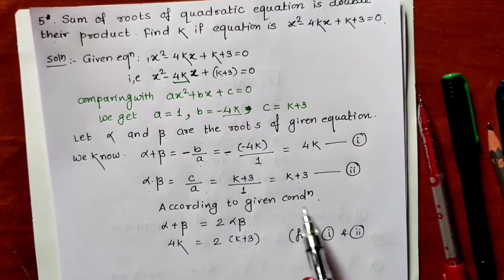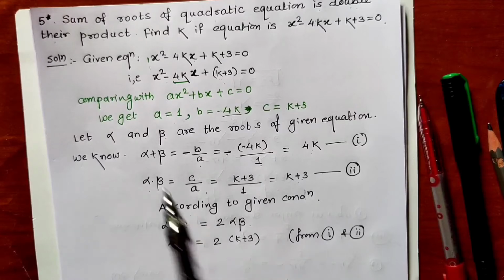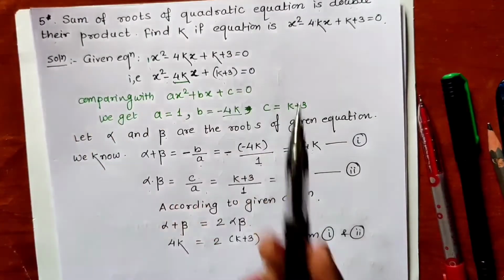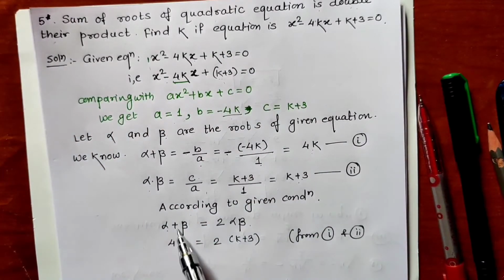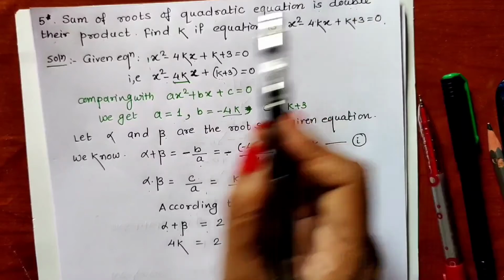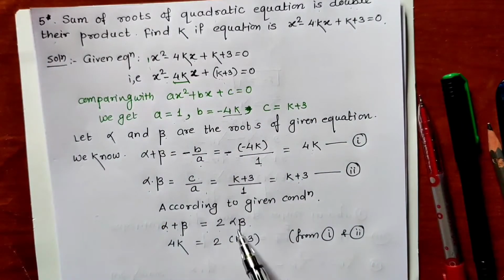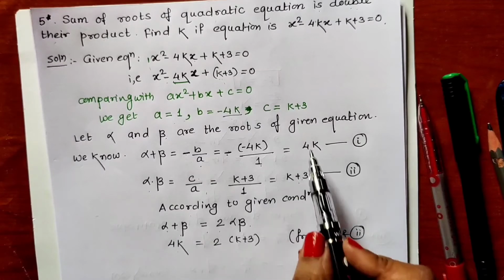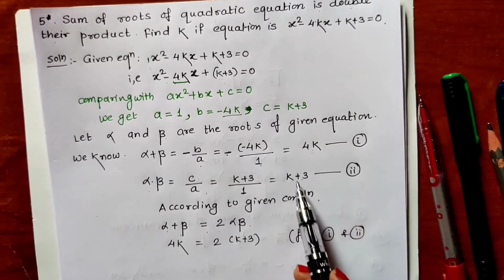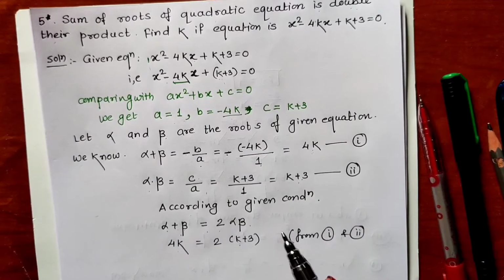Then according to given condition, get the equation. Given condition is sum of roots of quadratic equation. So sum of roots is alpha plus beta. Roots are alpha and beta. So their sum alpha plus beta is equal to double their product. Double means 2 times their product, which is alpha into beta. Now from equation 1 and 2 we can put these values. Alpha plus beta value we have got 4k and alpha into beta value we have got k plus 3. Now solve this.